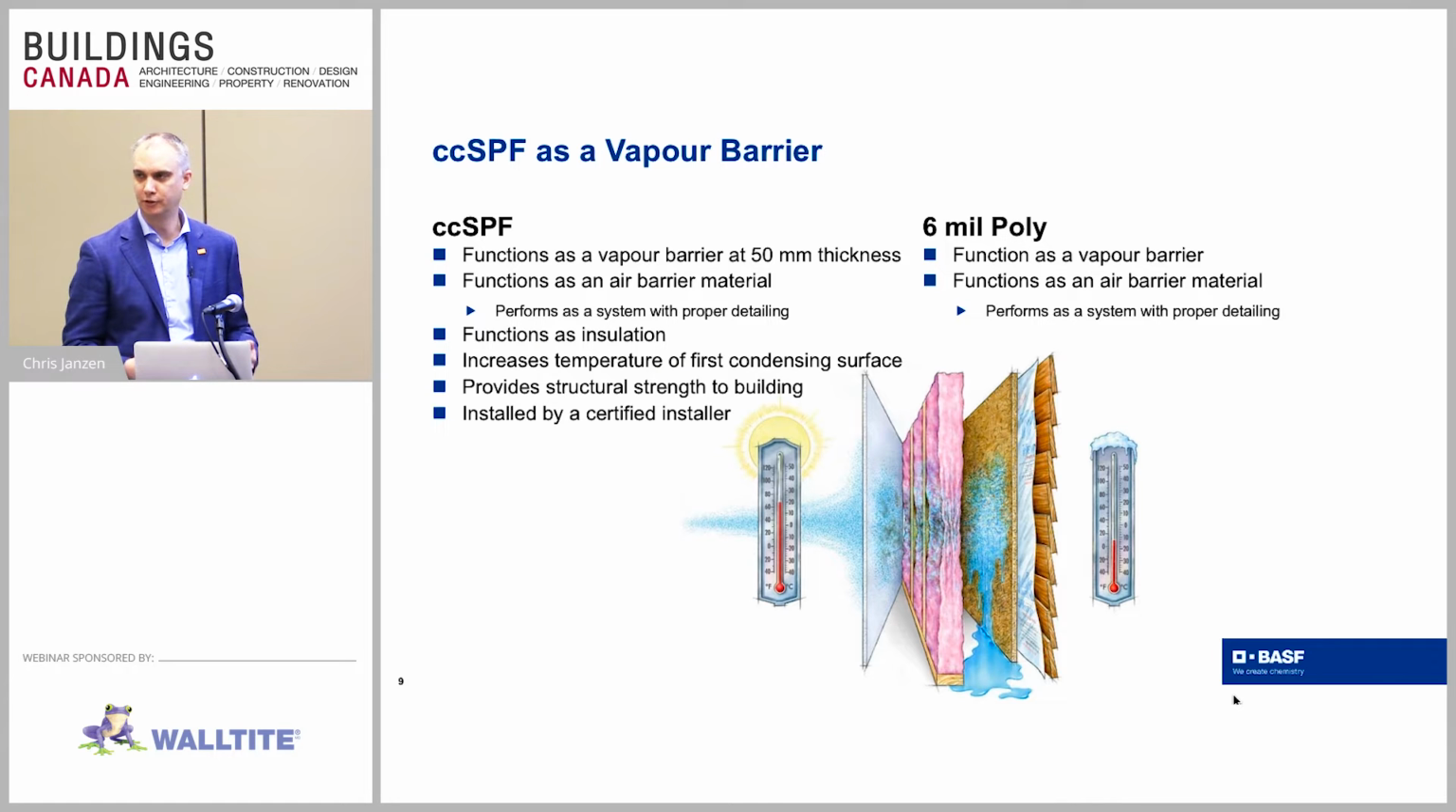Now, if building inspectors are asking for 6 mil poly, they might be looking for an air barrier. And that's where doing the proper detailing comes in, and the code is starting to recognize this, using caulkings to detail spray foams without the 6 mil poly to get a complete air barrier system. That's how you can meet those requirements.